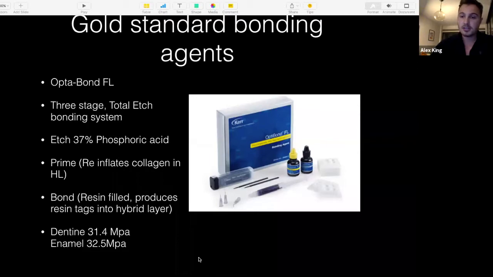So like I said, it's 37% phosphoric acid. Then the prime, like we get taught in university, the prime reinfiltrates the collagen that is collapsed in the hybrid layer, and then the bond. The bond is a resin-filled polymerization sequence. And when we cure it, the resin tags into the hybrid layer, and that's how we get a good hybrid layer. And using Optibond FL, we can get predictable bond strengths of 31.4 megapascals.